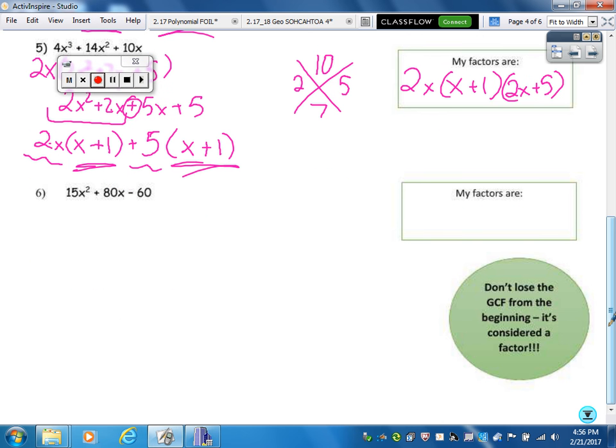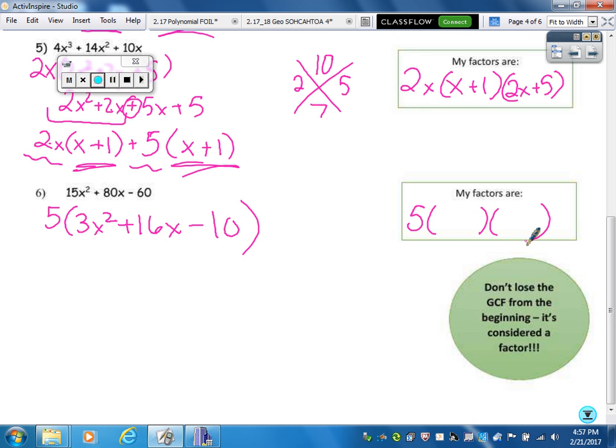Alright, last problem. Can you think what goes into 15, 80, and 60? We don't need to check the variables this time because it's 2, 1, none. Did you get it? It's 5. We've got now 3x squared left over, 16x, and negative 10. That's going to be easier, much, much easier than 15 times 60 was. So that's our selfish reason for pulling out the GCF, though there are some real reasons we do it too.